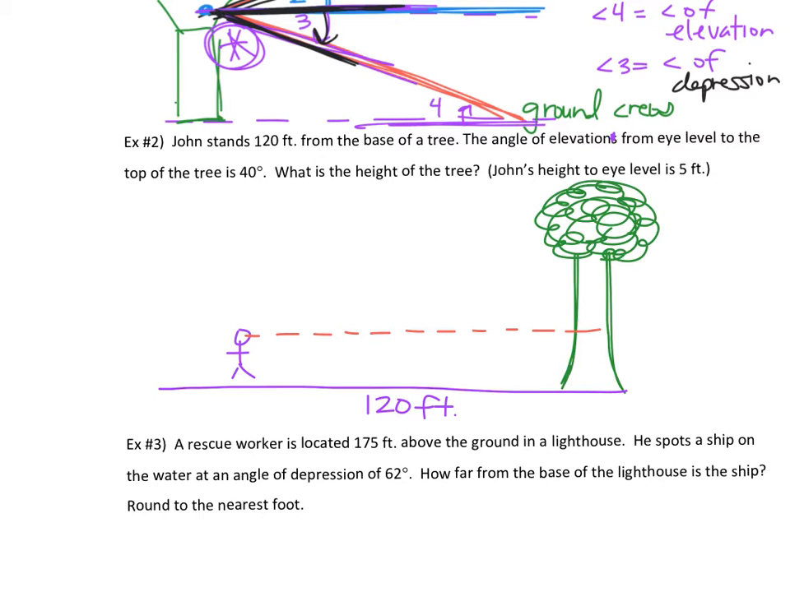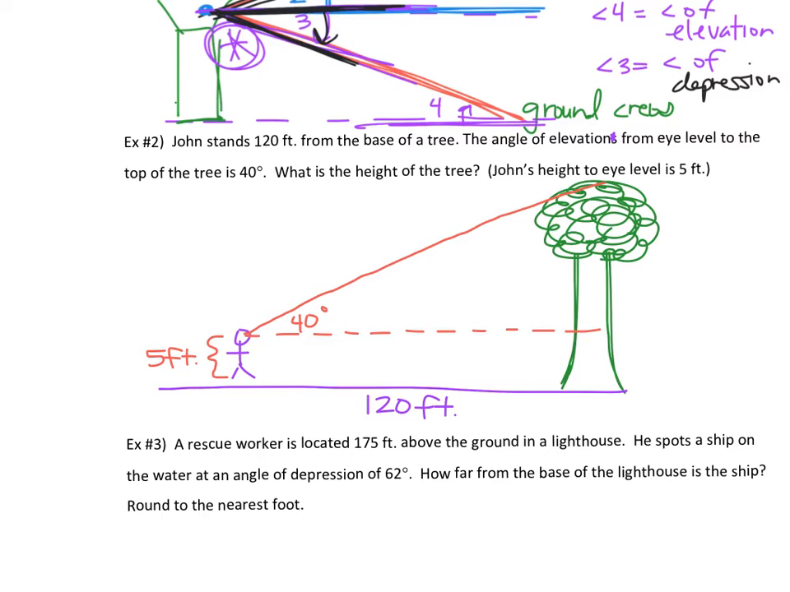It says his angle of elevation to the top of the tree, so his angle of elevation is going to be looking up here, this angle, right? It says that angle is 40 degrees. What is the height of the tree? John's height to eye level is 5 feet. So this right here is 5 feet. We want to know the height of the tree.